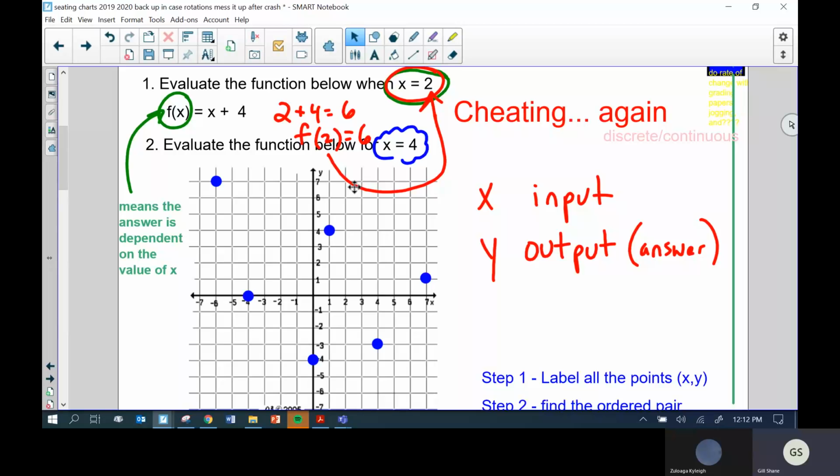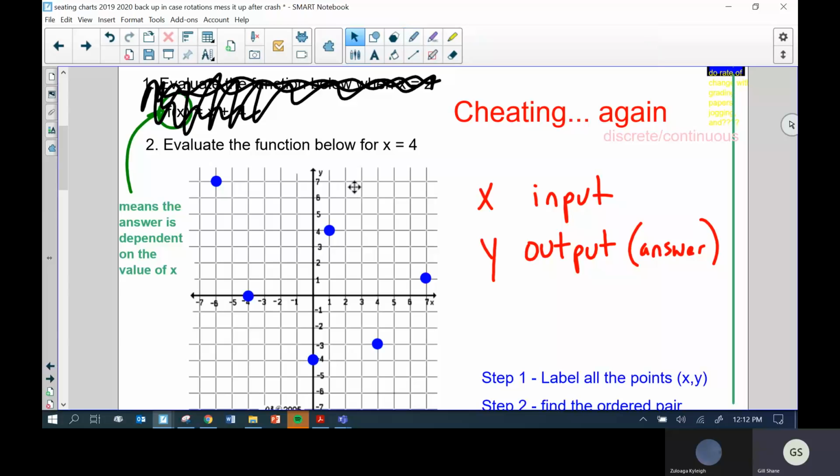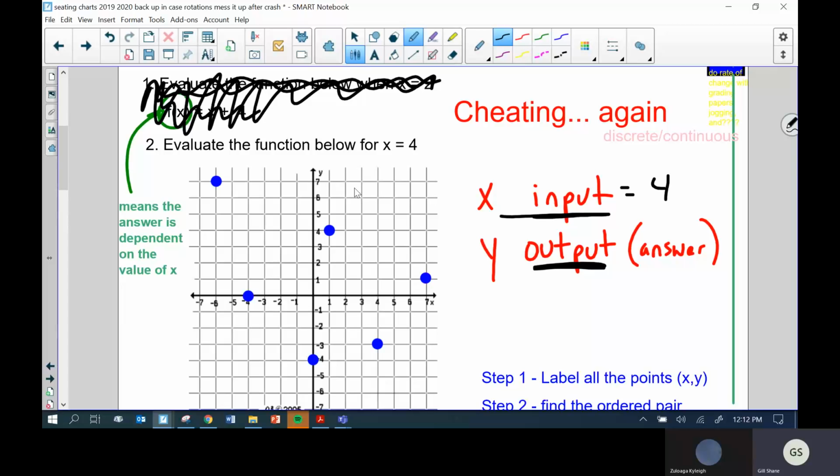So if we want to evaluate the function for x equals 4, I'm going to erase some of this stuff, it's getting confusing. So again, question number 1 is done. We've already done that. We're on question number 2. They're totally separate. So if we want to evaluate the graph below for x equals 4, that means we just want to know what is my output when my input is 4. What is my y value, or my answer, when x equals 4?